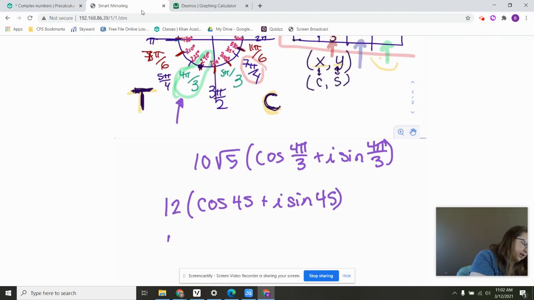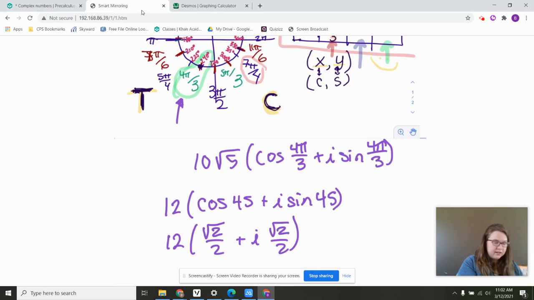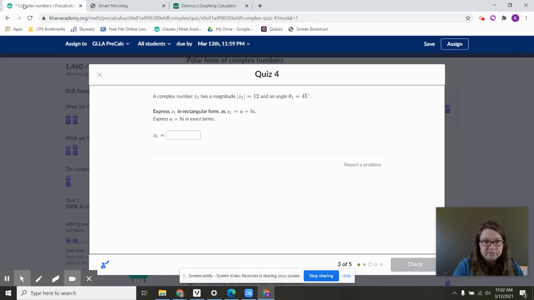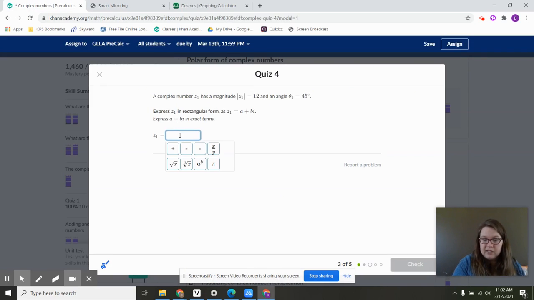So then that means we're going to have 12 times the square root of 2 over 2 plus i square root of 2 over 2. And if I distribute this 12 into those, it's going to be 6 square roots of 2 plus 6i square roots of 2. And that's it. That's our answer. So 6 square roots of 2 plus 6i square roots of 2.